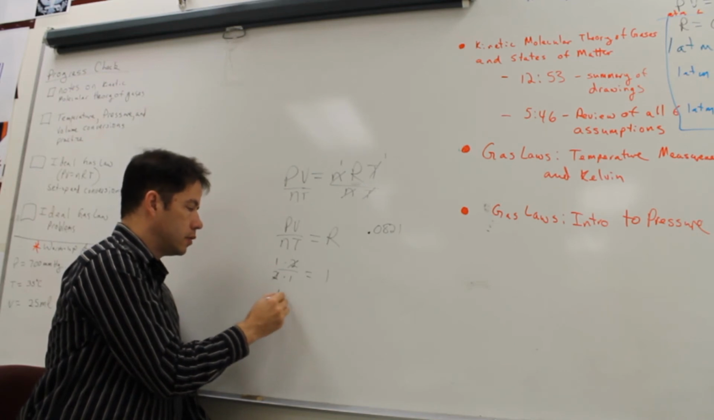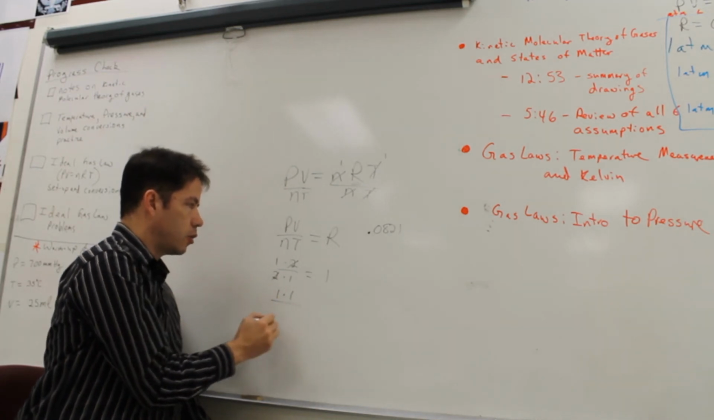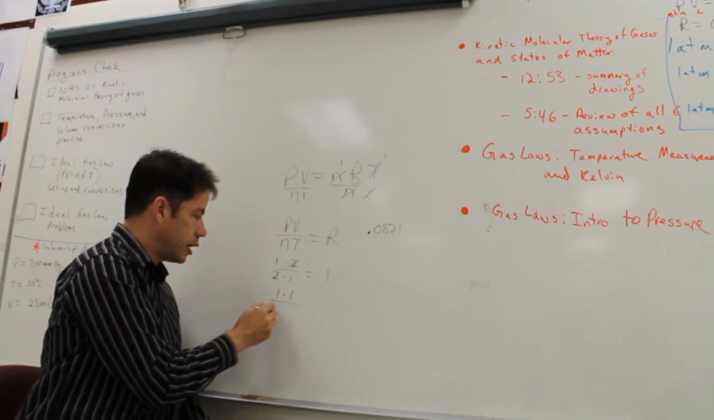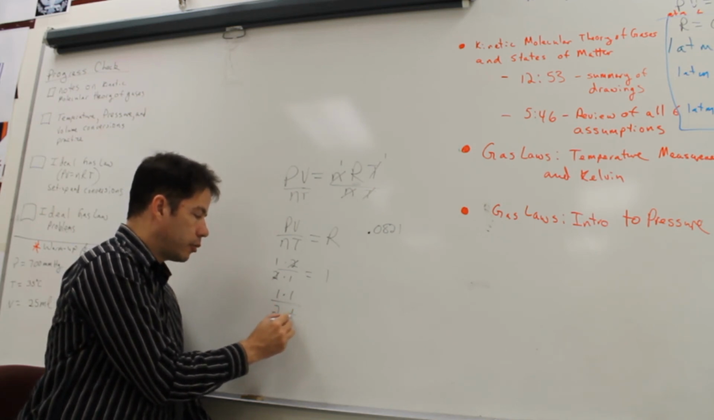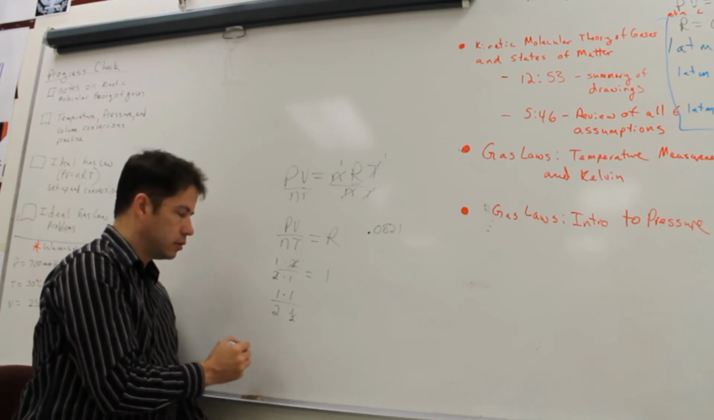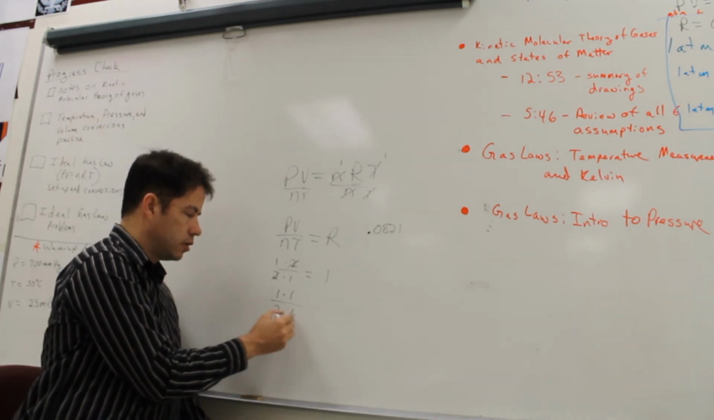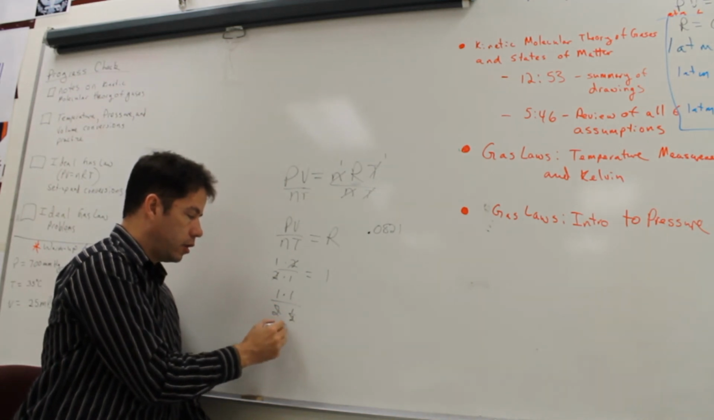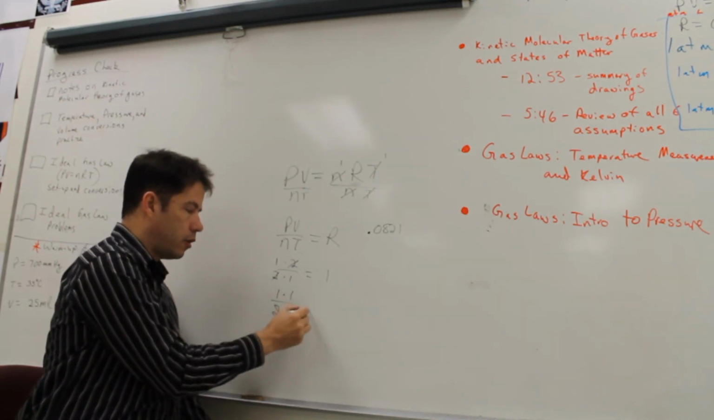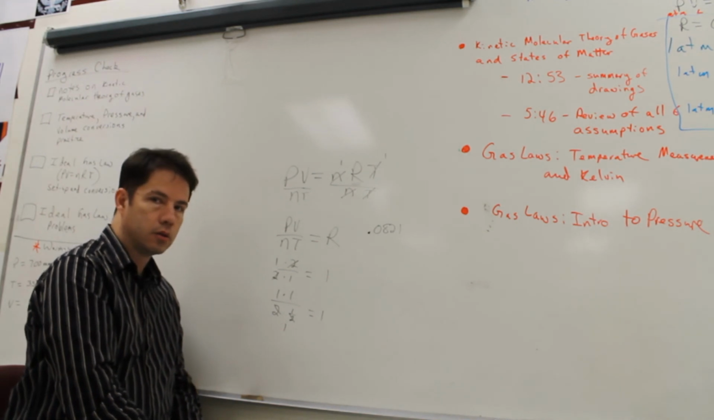What if the temperature is the only thing that can change? Well, I could put a half down here, right? Because 2 times a half is still 1. 1 times 1 divided by 1 is equal to 1.